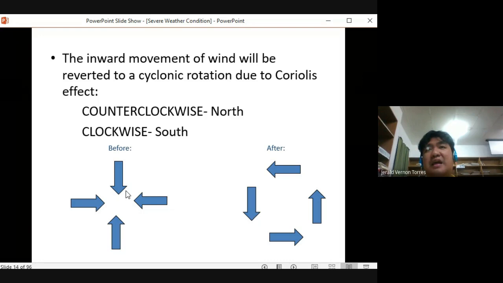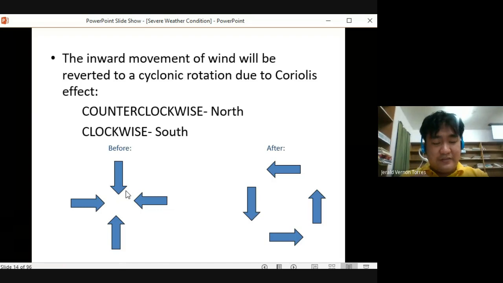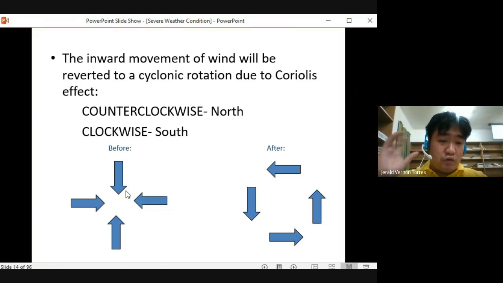Pero remember class that this is the tropics or the subtropical region. And tulad nga ng sabi ko sa inyo, sa tropical at subtropical region, meron doon tinatawag na Coriolis force, and this Coriolis force is actually due to the rotation of the Earth.